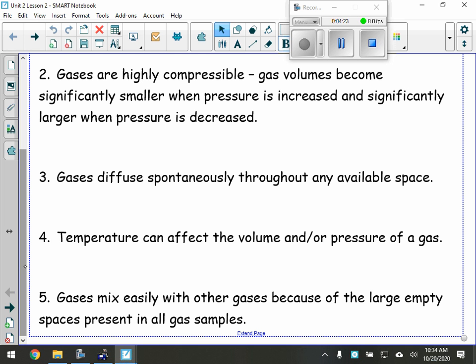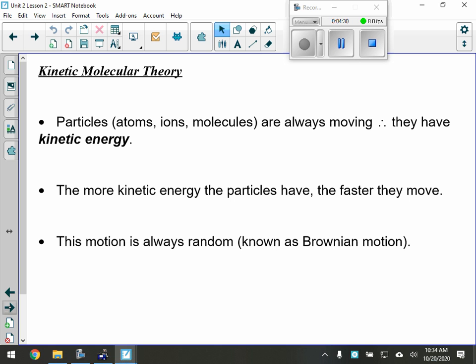So those are the 5 properties of gases. You probably need to know those. Okay, so star those, make sure you study those, etc. Okay. Kinetic molecular theory. This is what I was just talking about here.